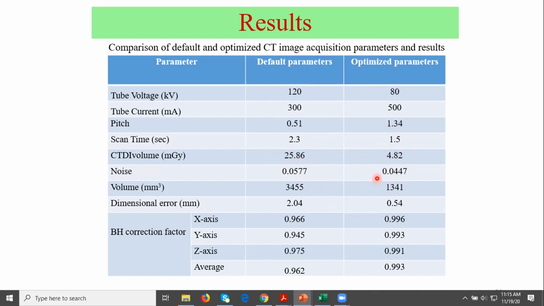Same thing with image noise; the volume also we reduced, dimension also we reduced, beam correction factor reduced. Here we observed that in the CT scanner, they did the optimization, but they did not do the multi-factor or multi-objective optimization. They did it only for a single objective function. So that's why we used this methodology, and we claimed these parameters are good. So that's why we published one paper.